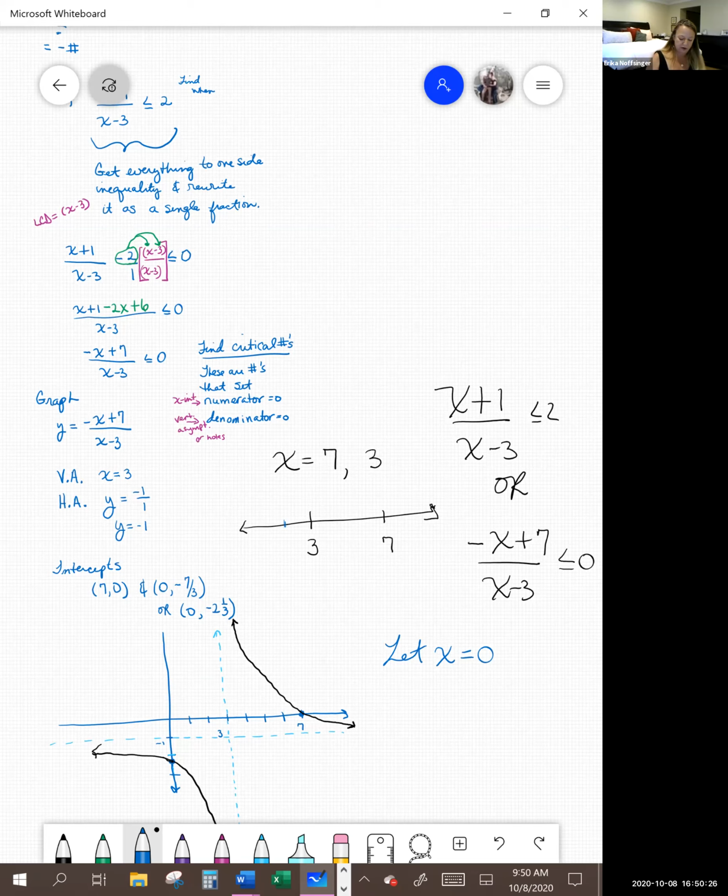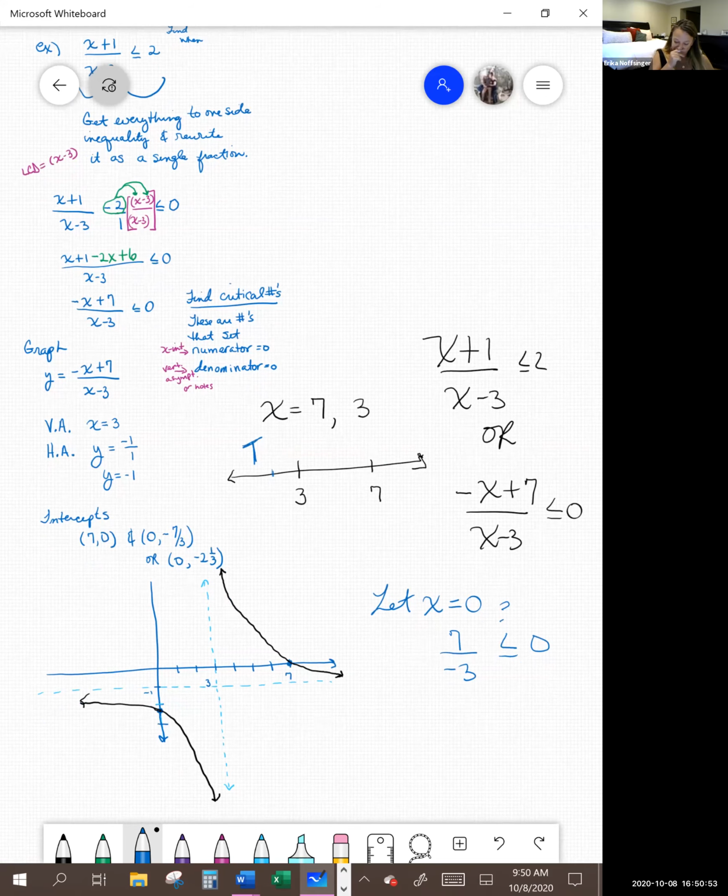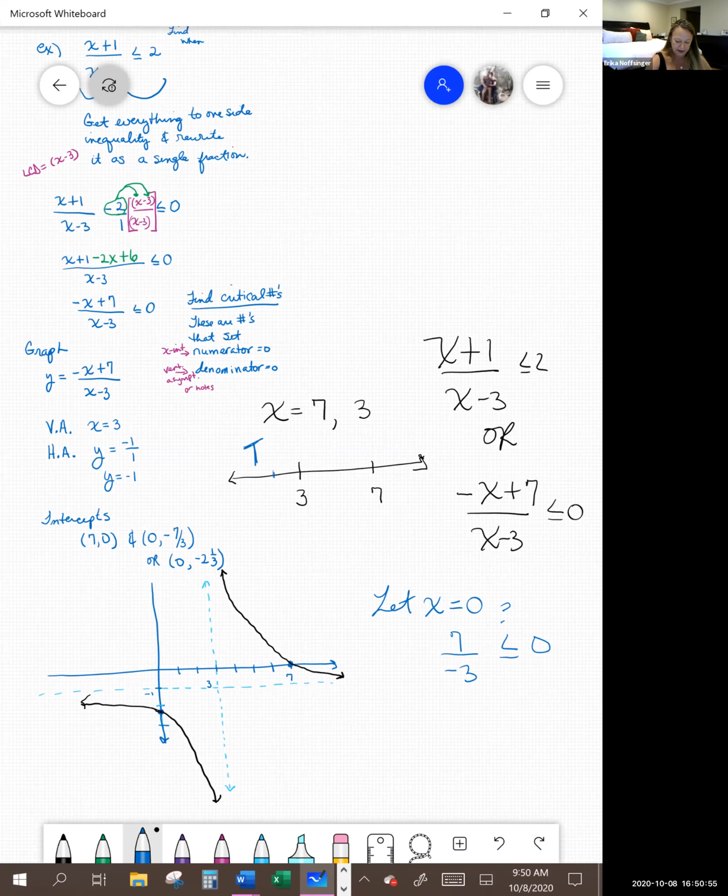I know by looking at the graph, this should be a true statement. It's below the x-axis. But if I didn't have that graph there, plugging it in, I get 7 all over -3. Is that less than or equal to 0? And it is. So this is true. Any number to the left of 3 is going to be part of my solution. Choose a number between 3 and 7. So if I chose a number between 3 and 7, well, looking at my graph, I'm telling you it's above the x-axis. But if I didn't have that graph, I would choose a point in between 3 and 7 and plug it in.